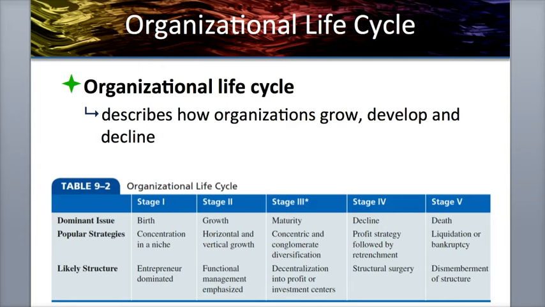Stage 3, you're pretty big, you're mature, maybe a conglomerate, or you're looking to decentralize. It's getting too big, so you decentralize into more divisional compartments or profit centers. Stage 4, the industry starts to decline. The organization is trying to hold on to profits, trying to maximize strategies to increase or keep the profits. And there's sort of structural surgery, where you're selling off bits and pieces or trying to change. And then stage 5 is real death: liquidation or bankruptcy, and just a closing of the company.